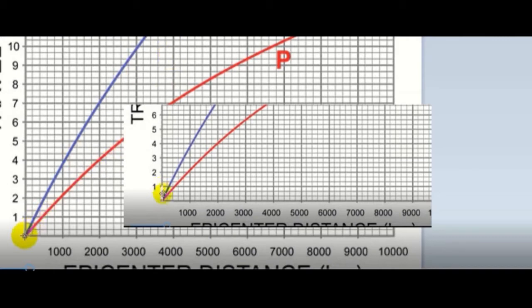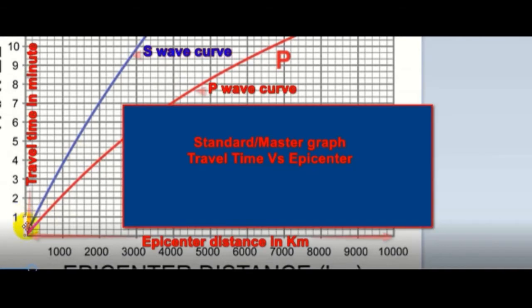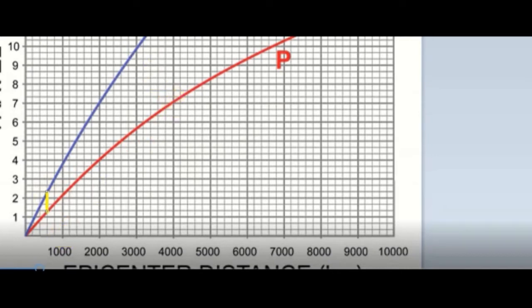Let us select a standard graph from which epicenter distance may be derived by using lag time. This graph is travel time versus epicenter distance. The length of 1 minute lag time is now placed by shifting it in between the P wave curve and S wave curve at a suitable place, so that its upper end must touch the S wave curve and its lower end must touch the P wave curve in the travel time versus epicenter distance graph.